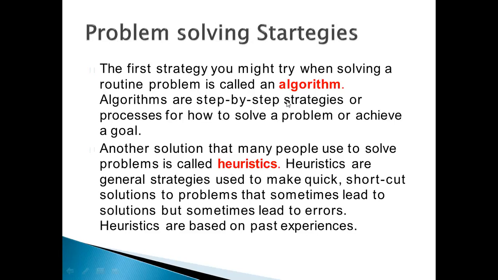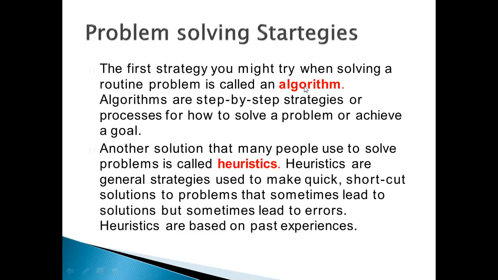How to solve. We have seen what is meant by problem solving and what the different kinds of problems are. Now we are focusing on problem solving strategy. The first strategy you might try when you are solving a routine problem is called the algorithm. An algorithm is a concept where we solve any kind of problem step by step. It is our process for how to solve a problem or achieve a goal, a step by step execution to solve that problem.